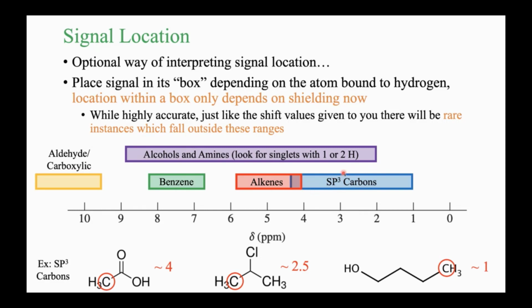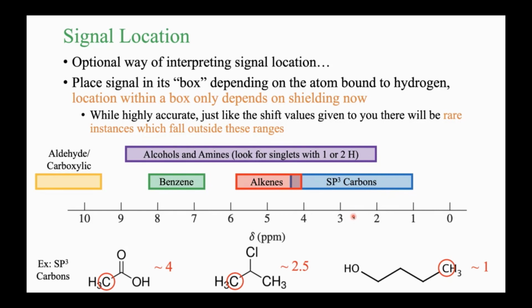And so once it's in the box, you only have to maneuver it left and right based on its shielding. And that you can do qualitatively. In this example, we see that a carboxylic acid, with an sp3 carbon really close to it, is going to be heavily deshielded because there's a high amount of electron withdrawing groups in the carboxylic acid. And so we would expect that to be around 3.5 or 4.